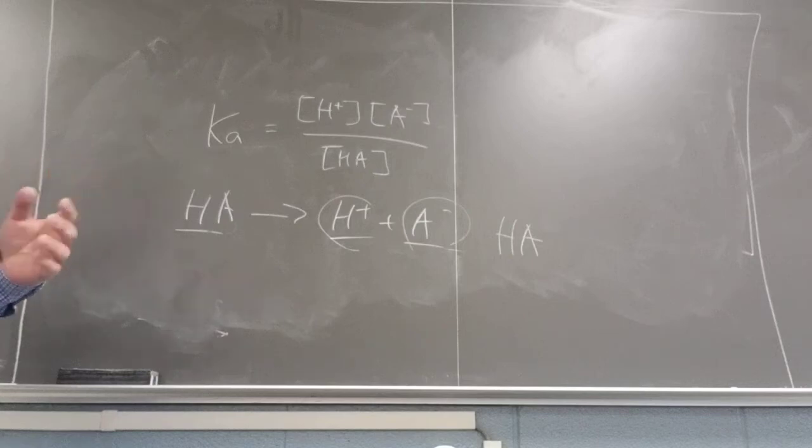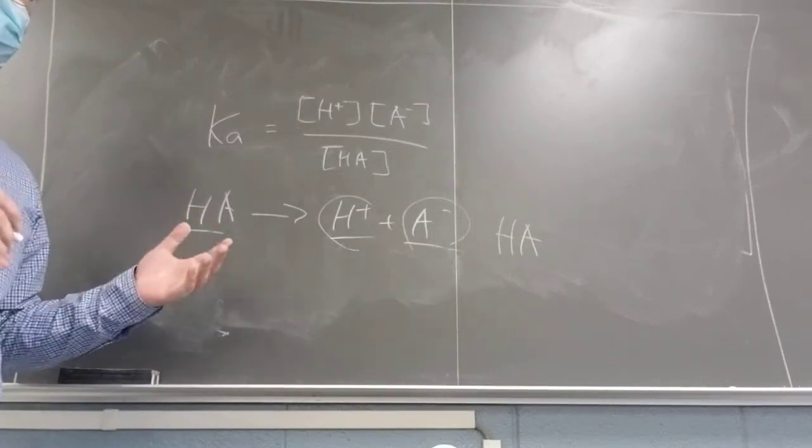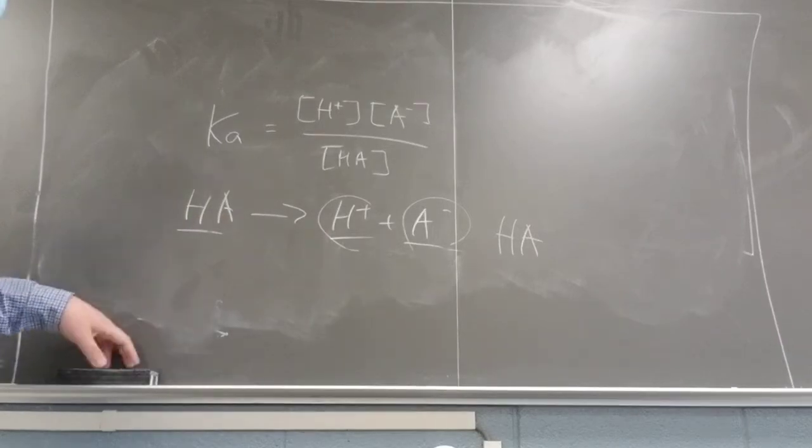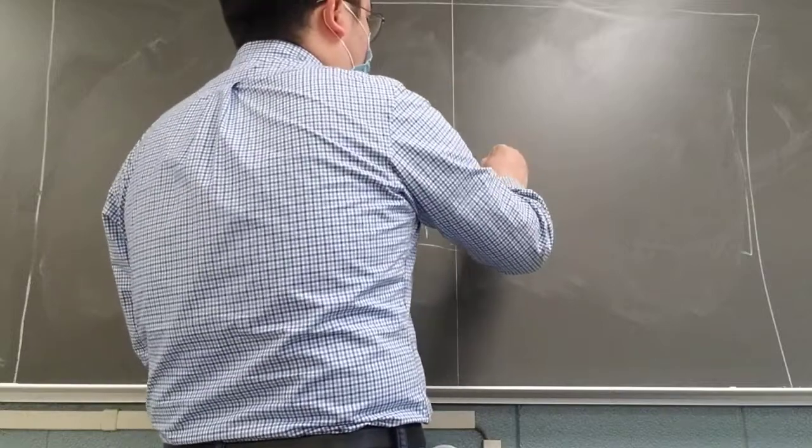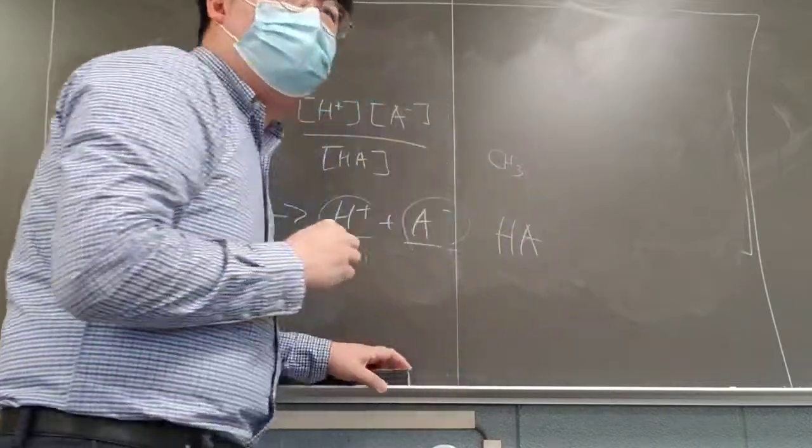Dr. Cho, and the HA, what is A? You lost me there. So A is anything that is bound to the hydrogen. Okay. So no, that's a good example. That's a very good question. So for example, do you guys like vinegar?